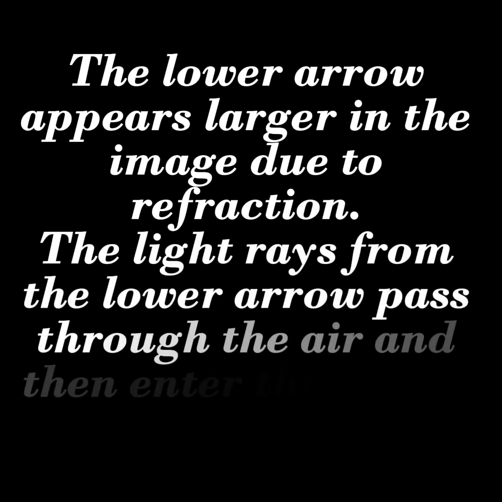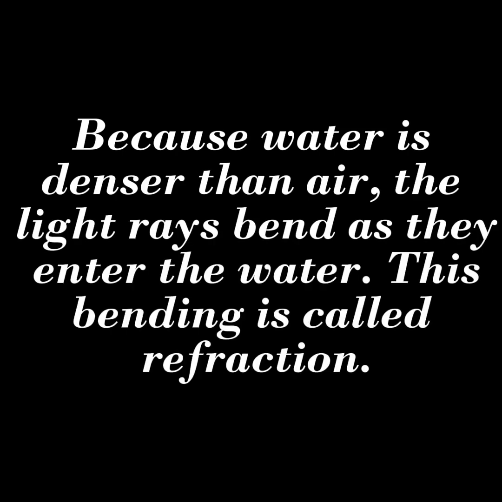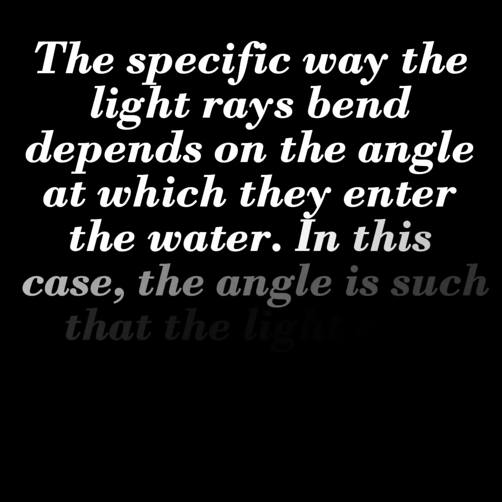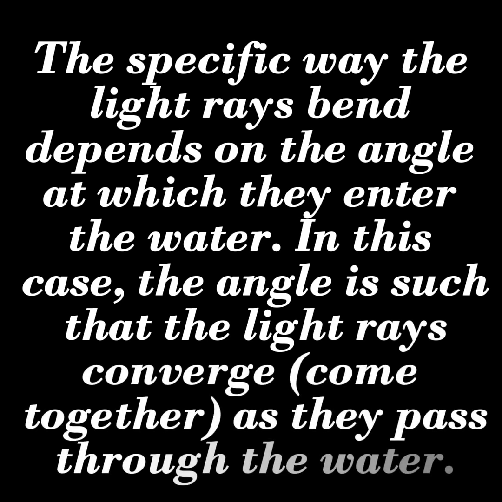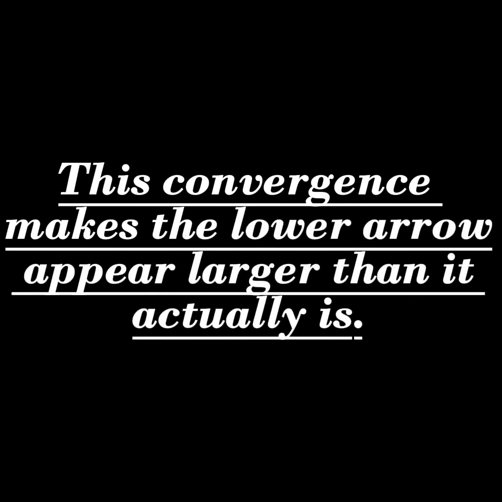The light rays from the lower arrow pass through the air and then enter the water. Because water is denser than air, the light rays bend as they enter the water. This bending is called refraction. The specific way the light rays bend depends on the angle at which they enter the water. In this case, the angle is such that the light rays come together as they pass through the water. This convergence makes the lower arrow appear larger than it actually is.